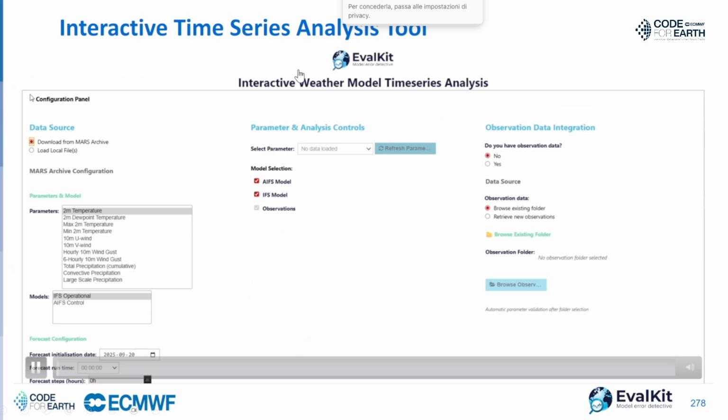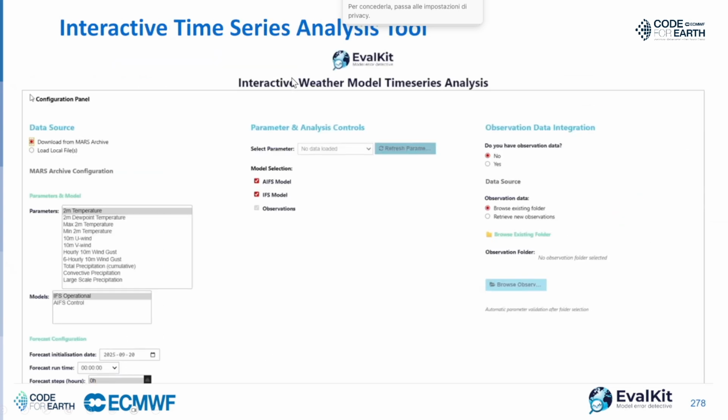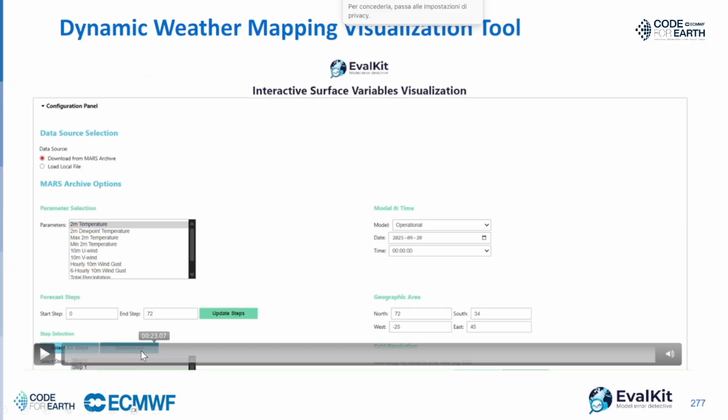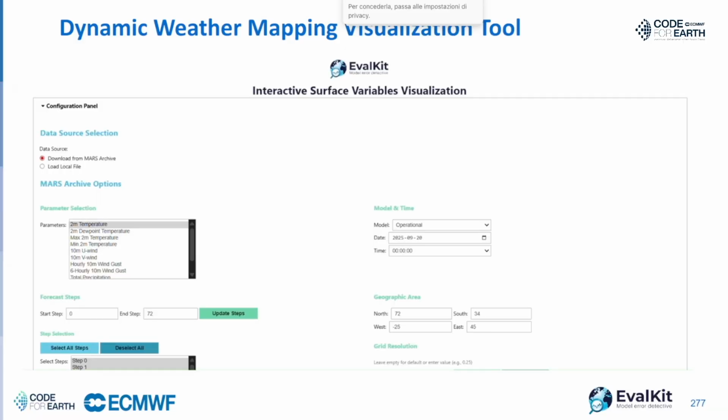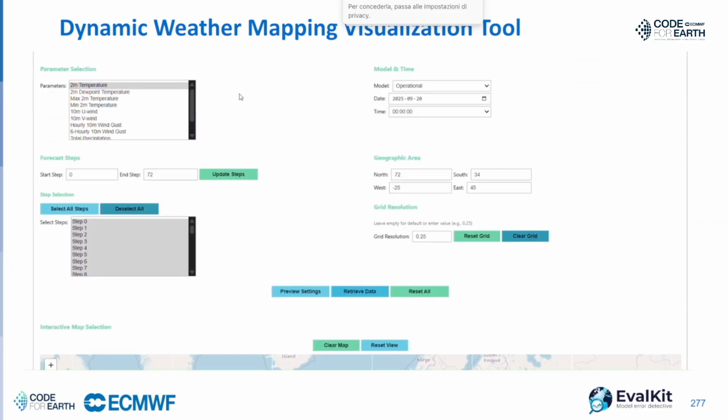And the last tool is the dynamic visualization tool, in order to allow interactive exploration of different surface variables. Again, the first section is similar to the previous tool, so I will just skip it. It's data retrieval from the MARS archive or loading from local files.